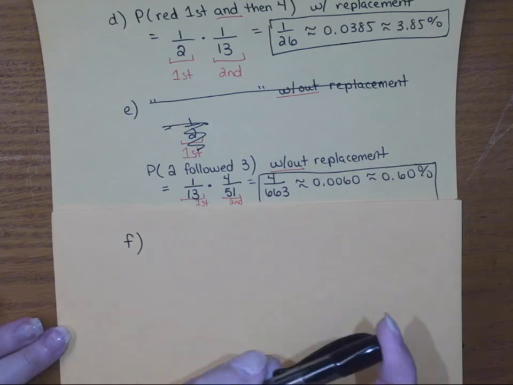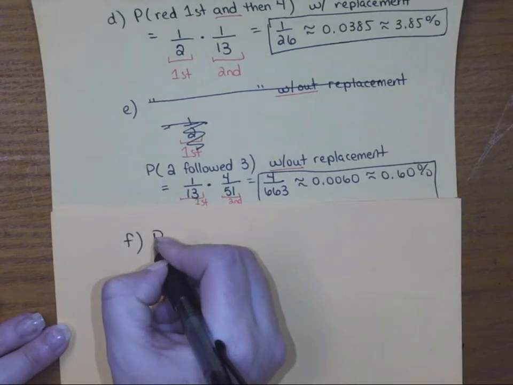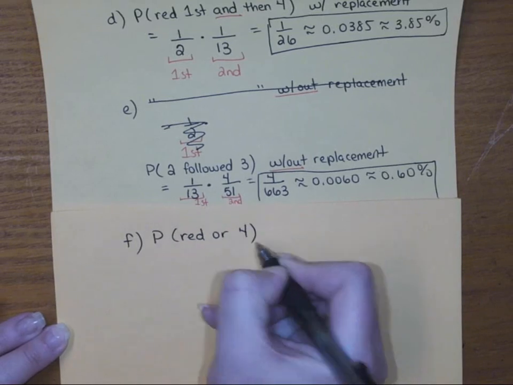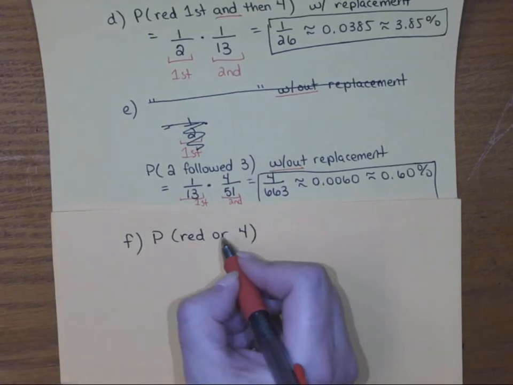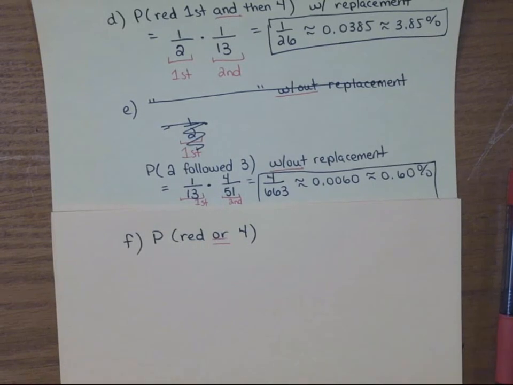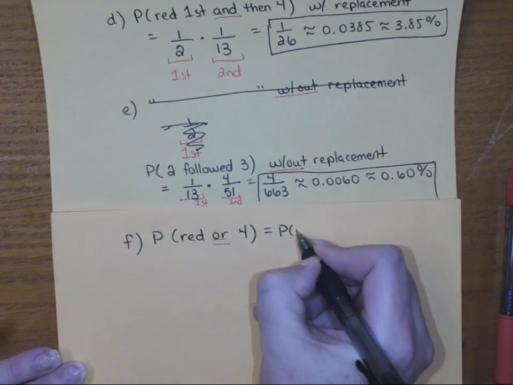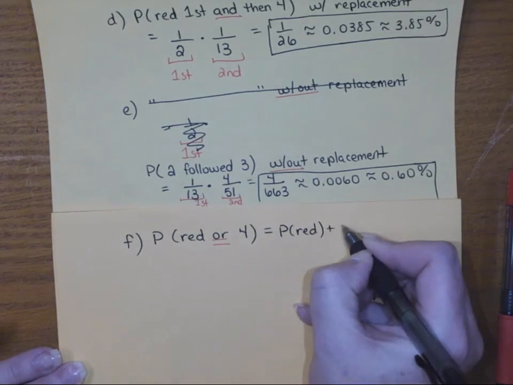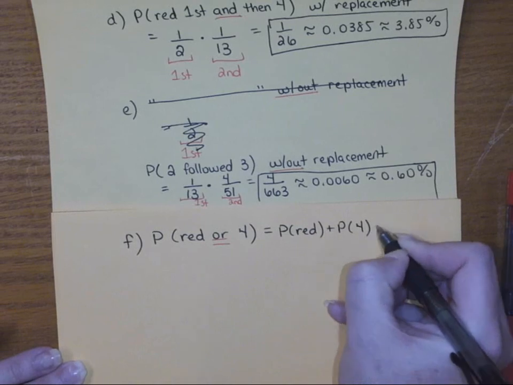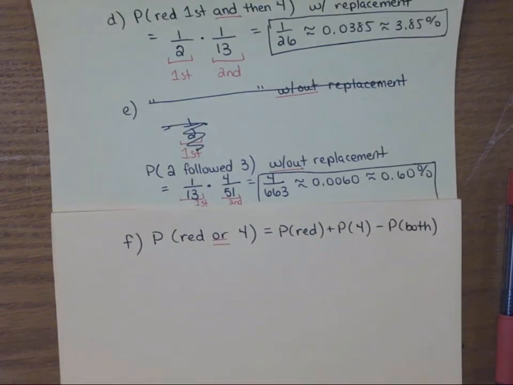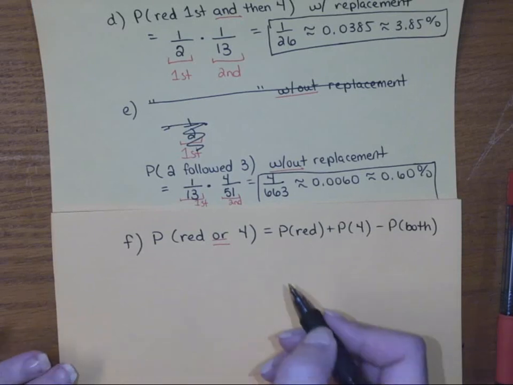Okay, so this is the only one we've had so far that was really or. So the probability of red or 4. The or is significant. So remember the formula for that. It's going to be the probability of red plus the probability of 4, but then we need to subtract off the chance that it is both. Notice it can be both a red and a 4. So that is an issue here, but it's an issue we can deal with on this one.